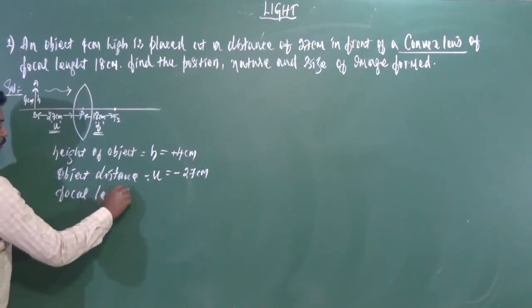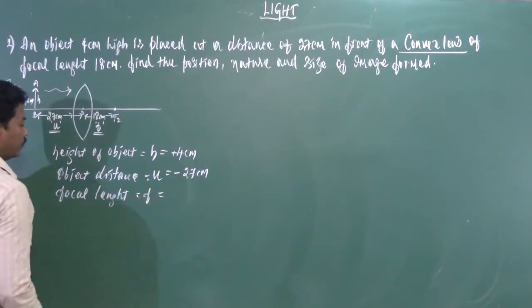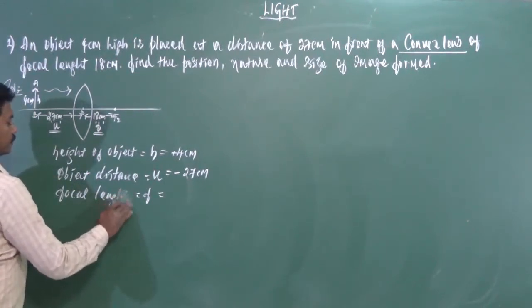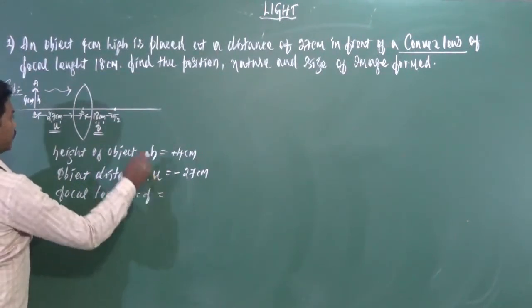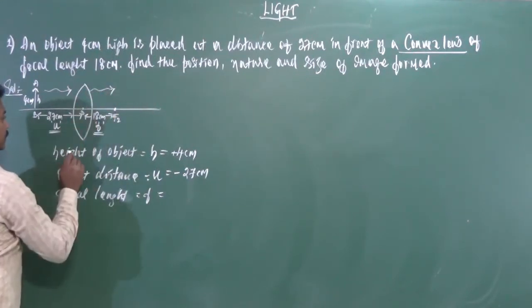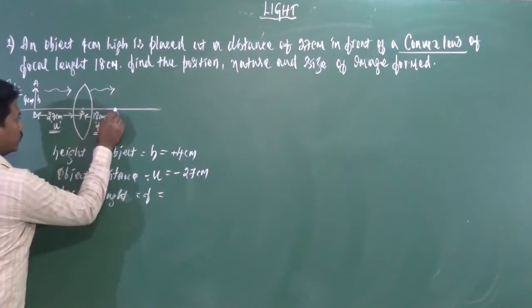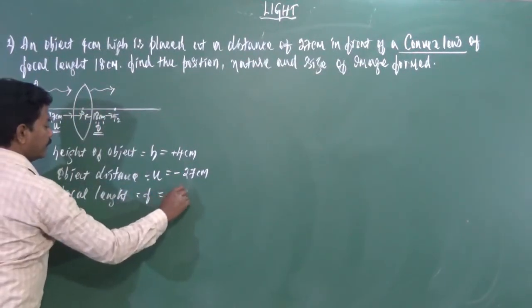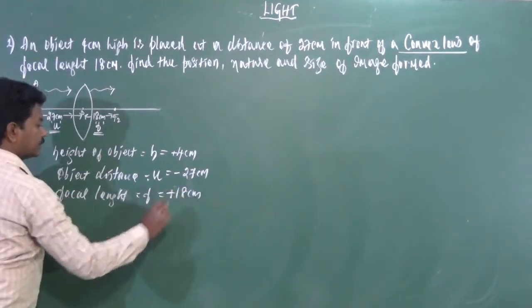Next is focal length. Focal length f is equal to, so here this is the direction of the incident light rays and you are measuring from here to here, so therefore it is taken as positive. So f is 18 centimeters and that is positive.